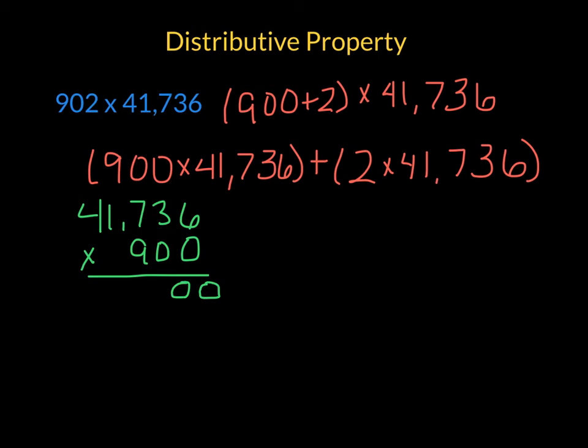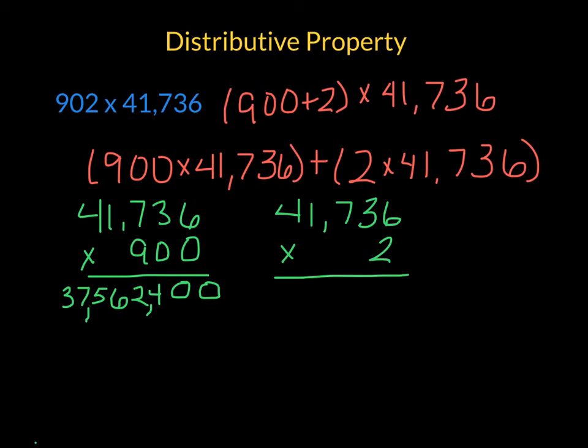So now all that's left is to multiply the 9 by the 41,736. And when I do that, I get 37,562,400. Now I need to multiply the 41,736 by 2. And when I do that, I get 83,472. Now, since this is the distributive property and I'm adding these two products together, I must add them now in order to get my answer.